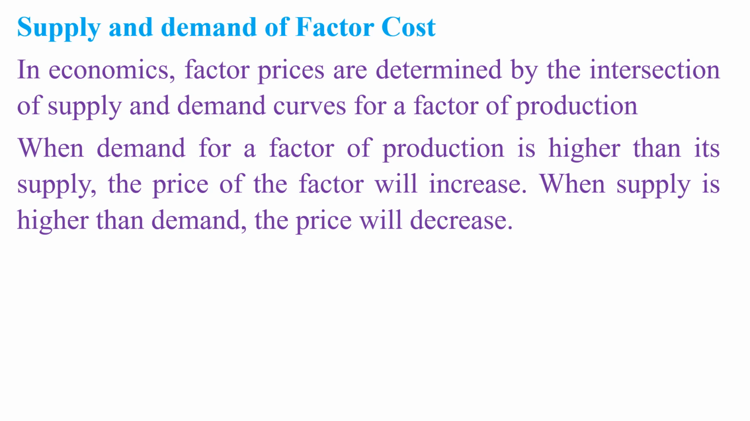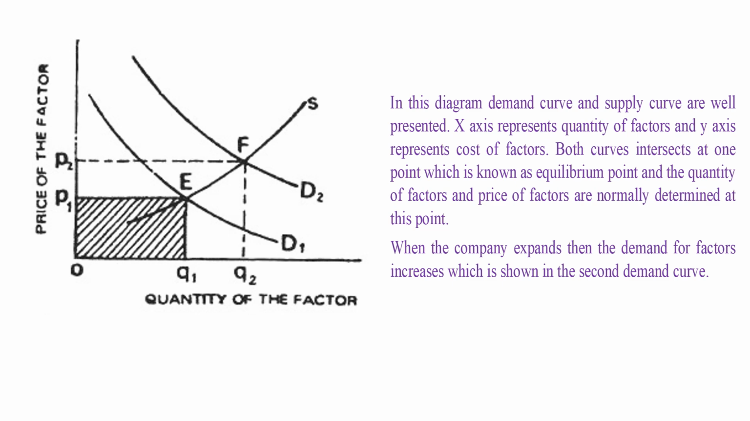Supply and demand of factor cost. In economics, factor prices are determined by the intersection of supply and demand curves for a factor of production. When demand for a factor of production is higher than its supply, the price of the factor will increase. When supply is higher than demand, the price will decrease. In this diagram, the demand curve and supply curve are well presented.